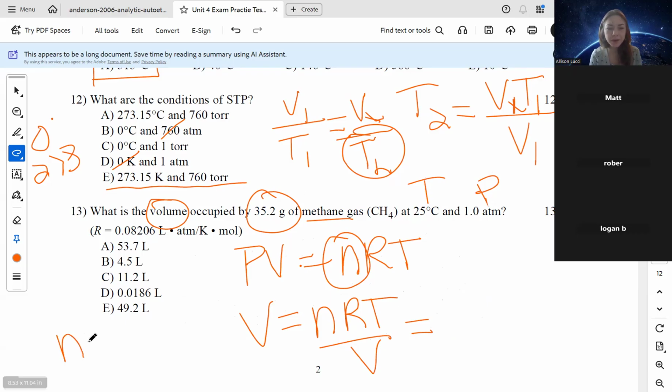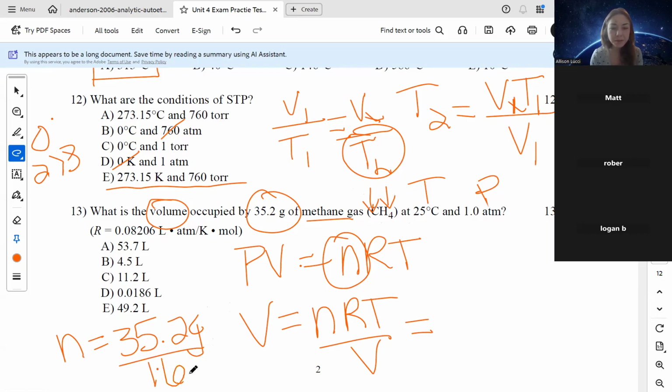To find moles, to find n, I would take my mass of methane, 35.2 grams. You will have a periodic table, but for those that don't have one handy, I'm going to add 12 plus 4 to get my molar mass for methane. 1 carbon, 4 hydrogen, so that gives approximately 16 grams per mole. So when I go to plug in moles here, I'm going to have 35.2 divided by 16, so about 2.2 moles. So we have 2.2, and I know I'm not writing all my units, 0.08206.